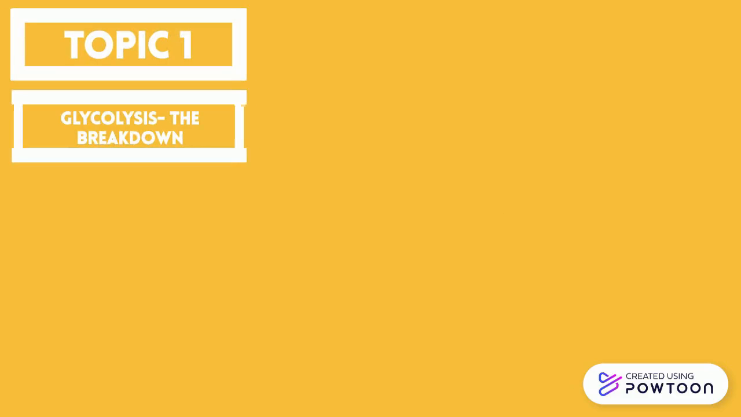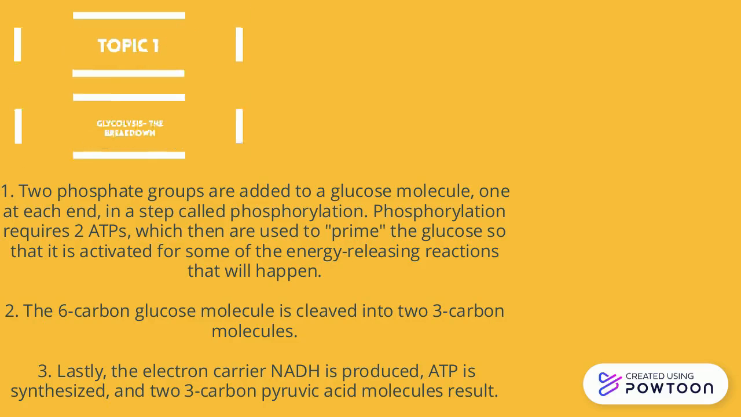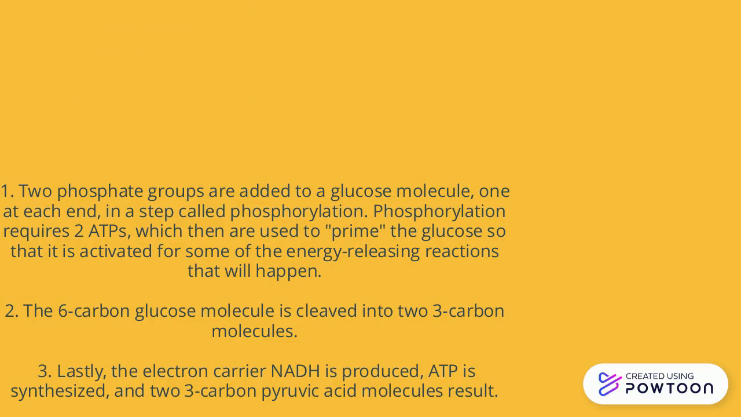This slide is going to be the breakdown of glycolysis. So first, 2 phosphate groups are added to a glucose molecule, one at each end, in a step called phosphorylation. It requires 2 ATPs, which are used to "prime" the glucose that is activated first, some of the energy-releasing reactions that will happen later on. Then it's going to go on and further tell you the steps of it.